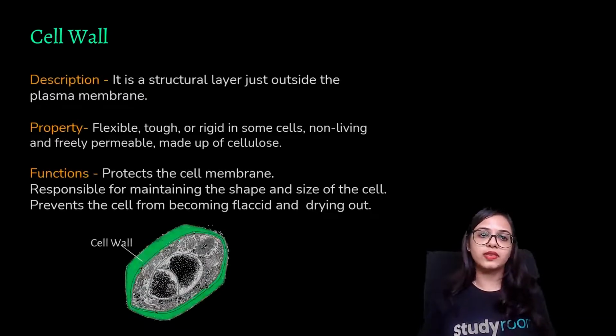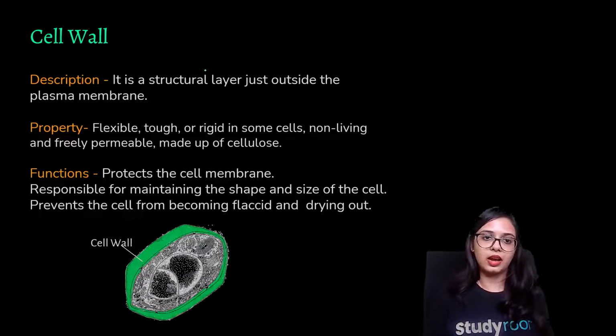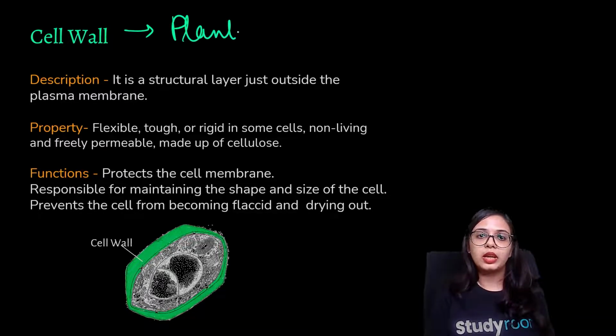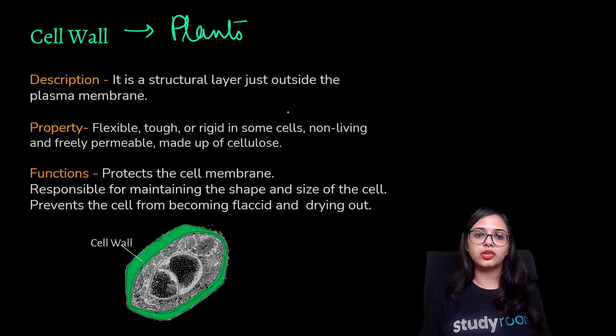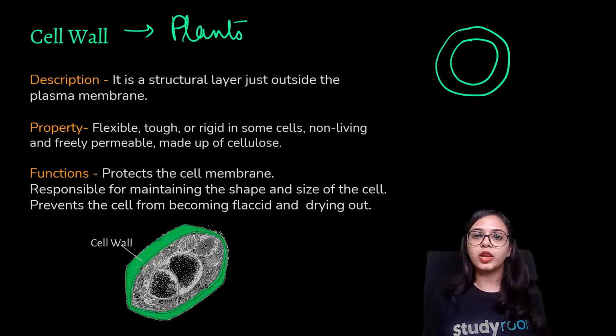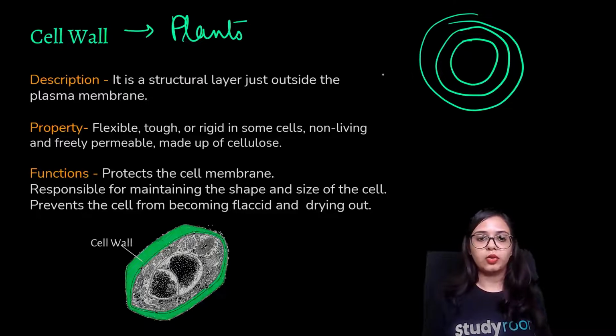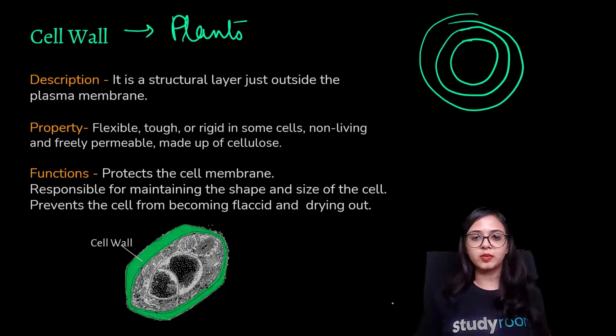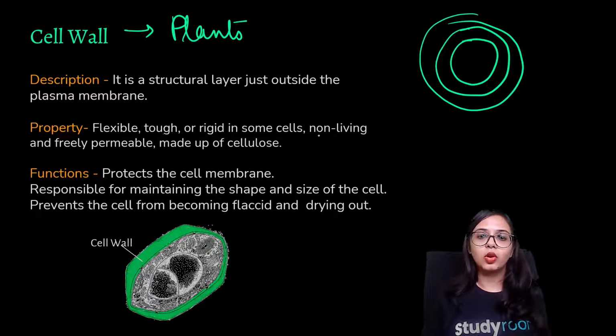Now let's talk about cell wall. Cell wall, as I had told you earlier, is found in plants. It is not found in animals. It is a structural layer just outside the plasma membrane. So if this is your plant cell, there will be cell membrane, and then there will be another layer, that is the cell wall. Okay, so cell wall is flexible, tough or rigid in some cells. Non-living, they are non-living. So while the cell membrane was living in nature, cell wall is non-living in nature.